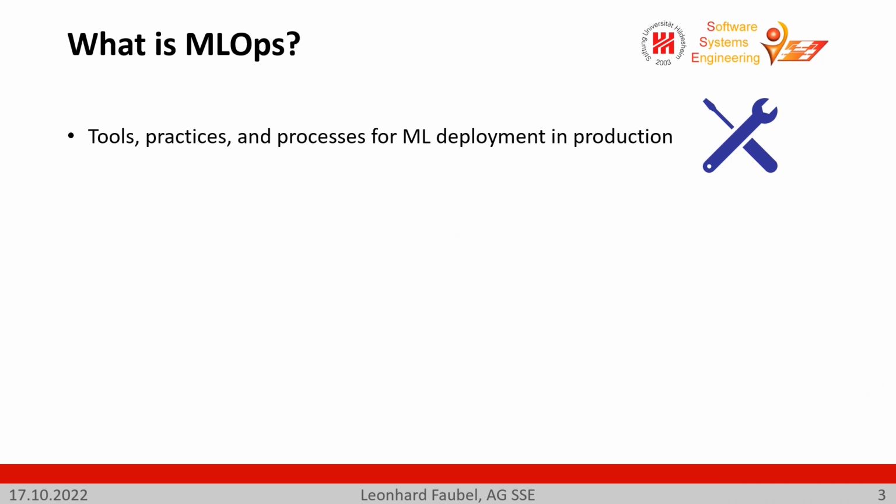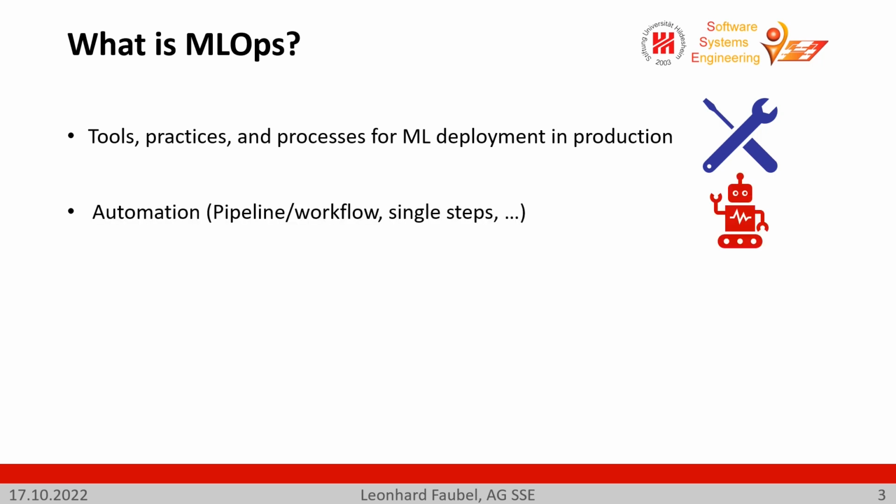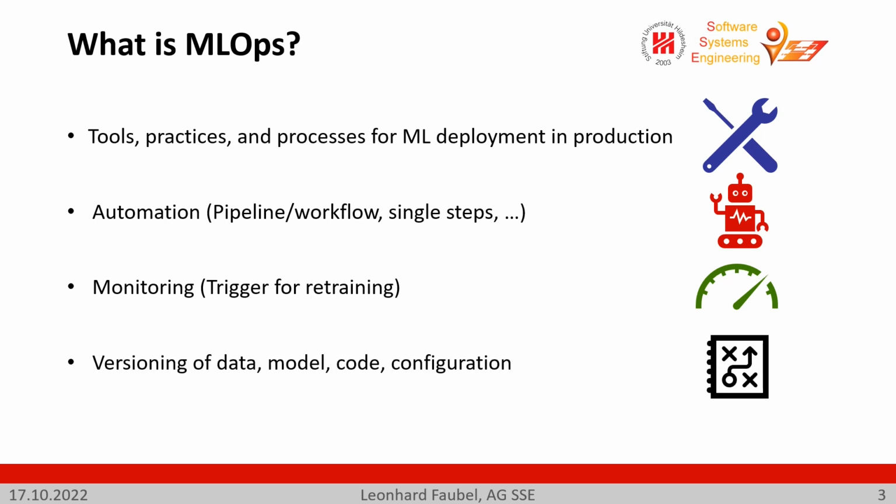So let's start with an MLOps definition. MLOps are tools, practices, and processes for machine learning deployment in production. They help to automate, for example, in terms of pipeline automation or workflow automation and automation of machine learning tasks. Further, they include monitoring and sometimes triggers to retrain the model as well. And versioning is also part of MLOps to store the current versions of data and models and code and configuration whenever a change is made.